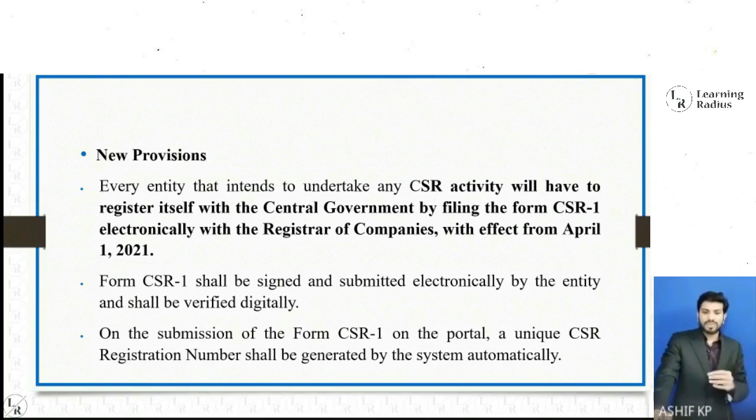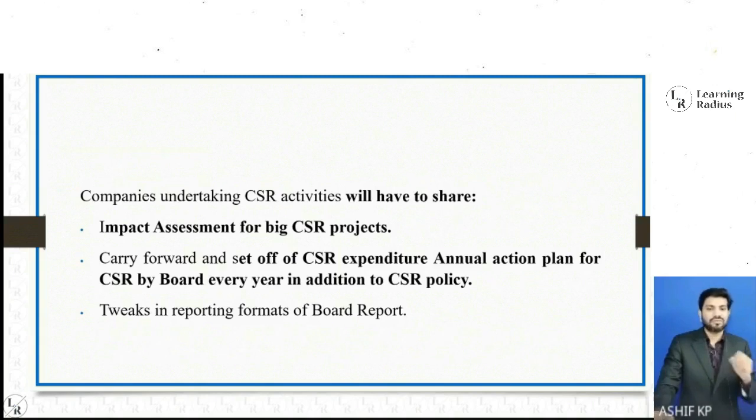Form CSR 1 shall be signed and submitted electronically by the entity and shall be verified digitally. On the submission of the form CSR 1 on the portal, a unique CSR registration number shall be generated by the system automatically. So there are new changes and new provisions. Again there is specificity: a unique CSR registration number shall be generated by the system automatically.